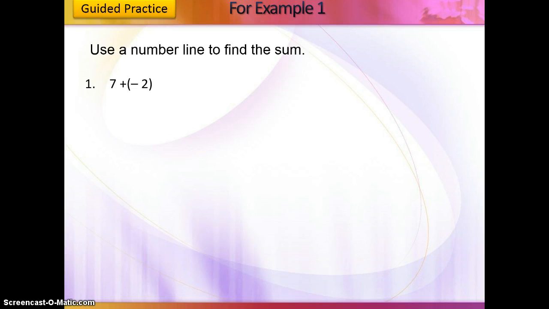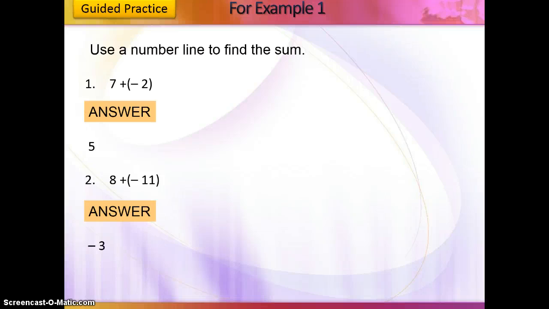Let's do some more examples. Number 1, I have 7 plus negative 2. So I'll plot 7 on the number line and move 2 units to the left. That places me at 5. So 7 plus negative 2 is 5. Number 2, 8 plus negative 11. So find 8 on the number line and move 11 spaces to the left. That will lead us to negative 3.